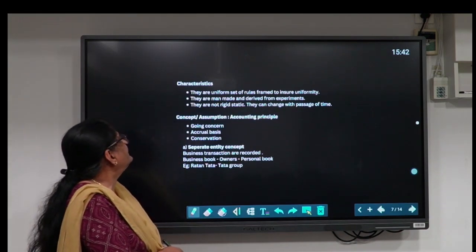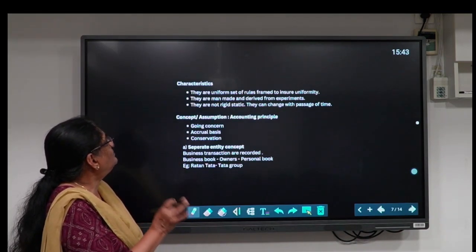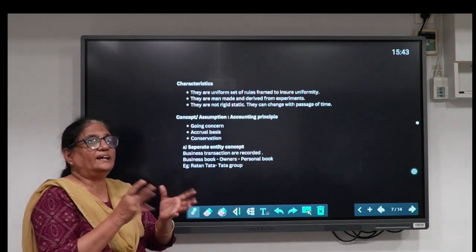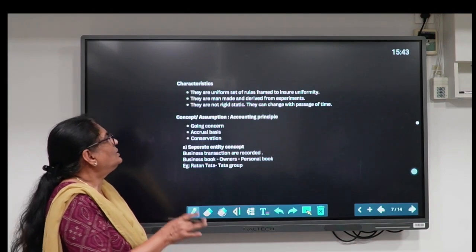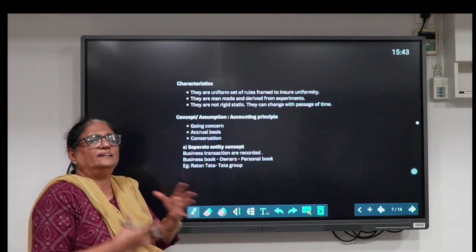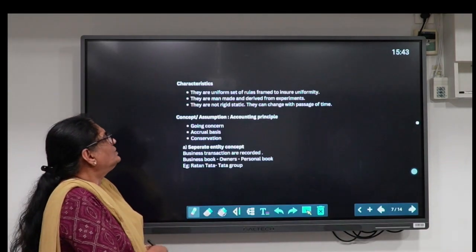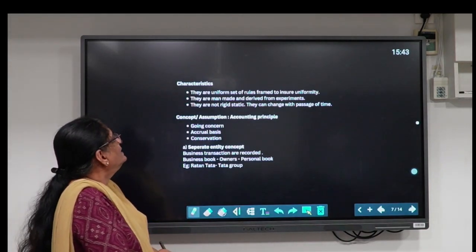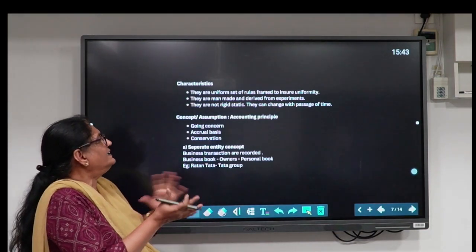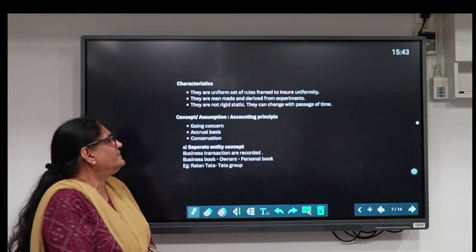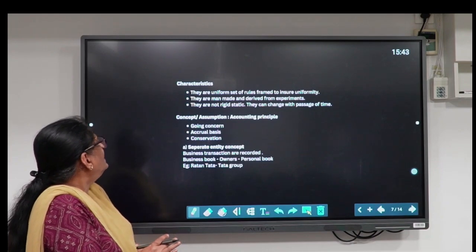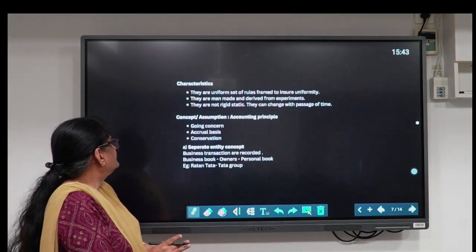Now the characteristics they are saying: they are a uniform set of rules framed to ensure uniformity. They are man-made and derived from experiments. As when we were preparing the profit and loss statement and balance sheet, we were trying things with experiments, man-made, like that. They are not rigid or static; we can change them as per the passage of time. The concepts, assumptions and accounting principles are going concern, accrual basis, conservatism.